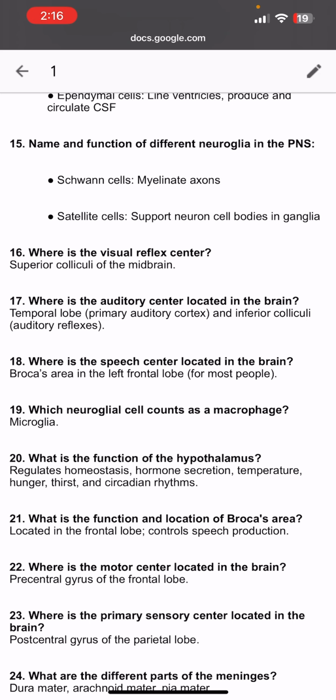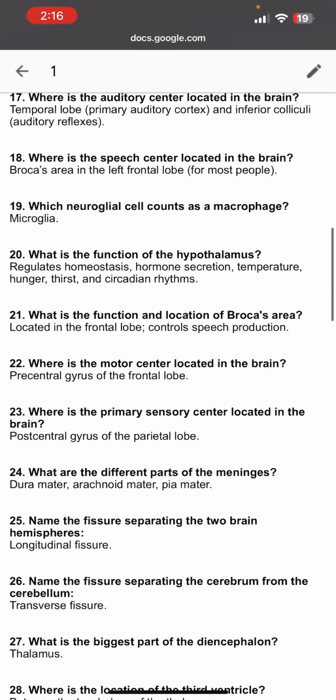Name and function of different neuroglia in the PNS. Schwann cells myelinate axons, and satellite cells support neuron cell bodies in the ganglia. Where is the visual reflex center? Superior colliculi of the midbrain. Where is the auditory center located in the brain? Temporal lobe, primary auditory cortex, and inferior colliculi for auditory reflexes.